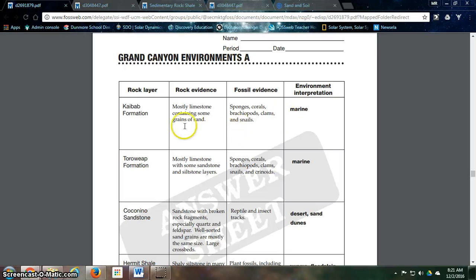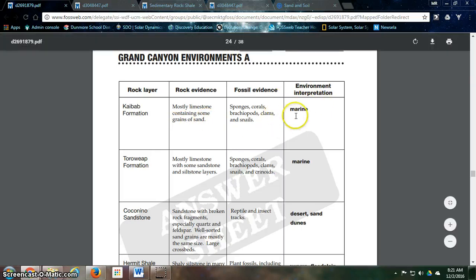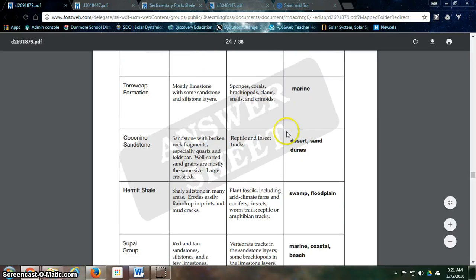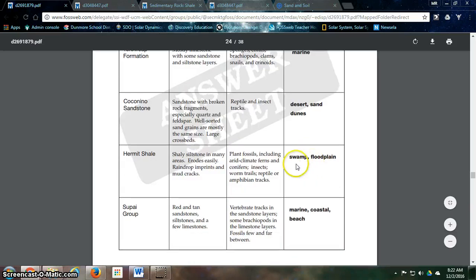So we looked at a little activity in the classroom here where we had to identify what type of environment the rock layers formed in. So we could see the Kaibab formation, which is mostly limestone. That's going to be in a marine environment. Same thing with the Toroweap formation. Sandstone is going to be in a desert area. Shale is going to be forming in a floodplain and swampy forest area.